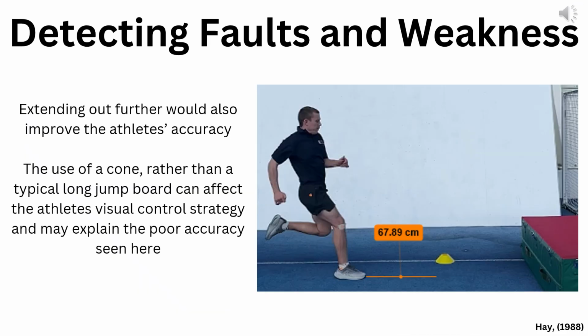Additionally, this further extension will also improve the athlete's issues with accuracy. As you can see here, the athlete was quite inaccurate, 67 centimeters away from the cone. It is also recommended to use an official long jump board rather than a cone placed off to the side. This is because the cone, specifically placed off to the side, will impact the athlete's visual control strategy in their last few steps. This is an idea posed by Hay in 1988.